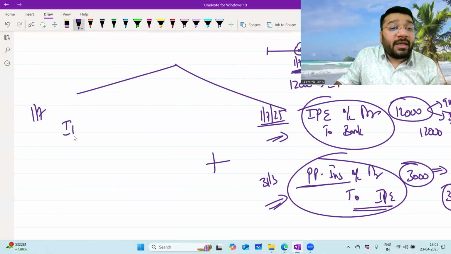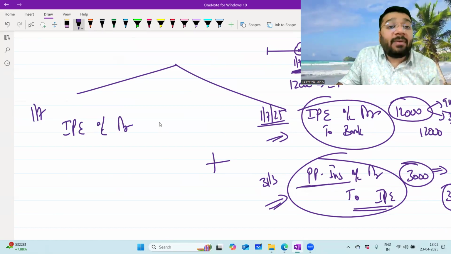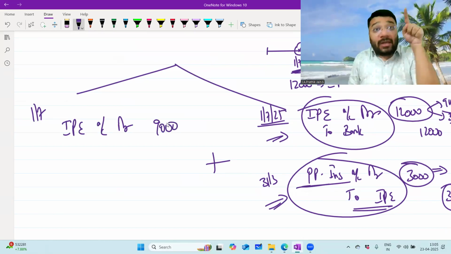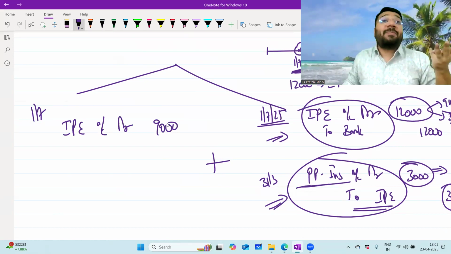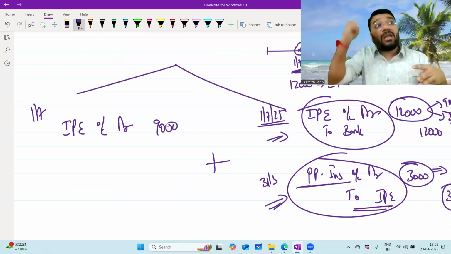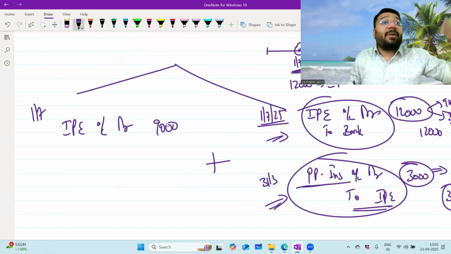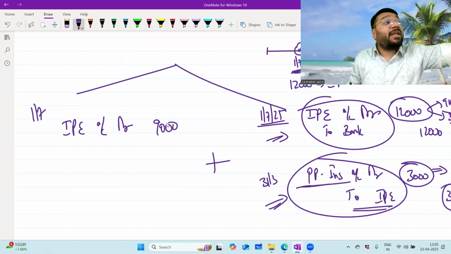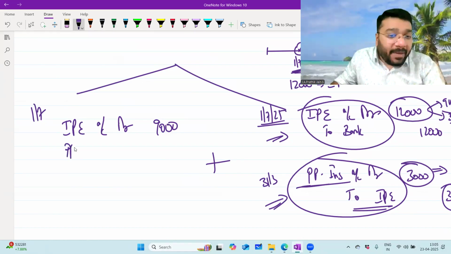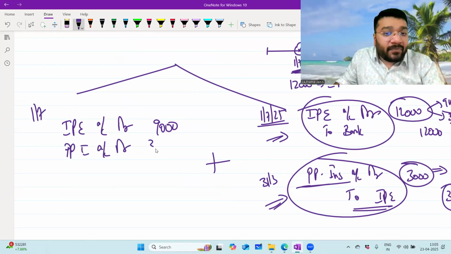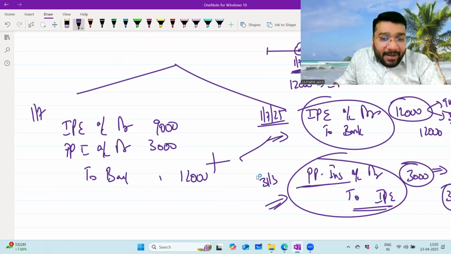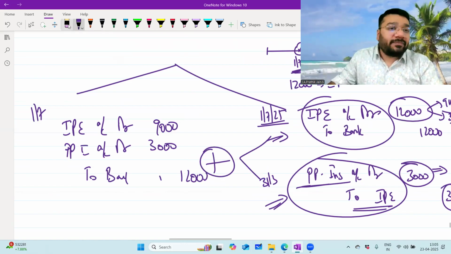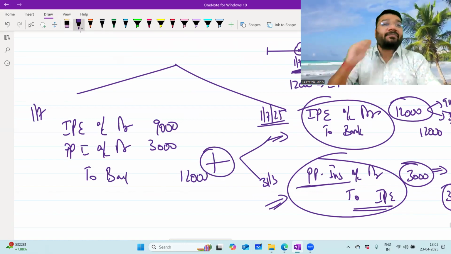What entry will he do? Insurance premium expense account debit. How much? 9,000. I should record only 9,000 expenses because I'm getting benefit only for 9 months. The remaining 3 months expenses I should not record now; I should record in future. So that 3,000 is nothing but your asset, for which you will receive the benefit in future. So prepaid insurance account debit 3,000 to bank 12,000. If you combine both these entries, it is going to be this entry.